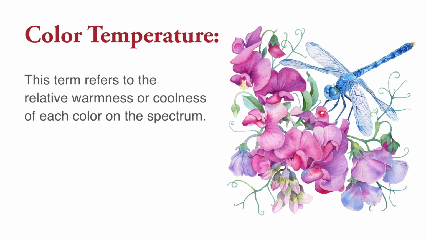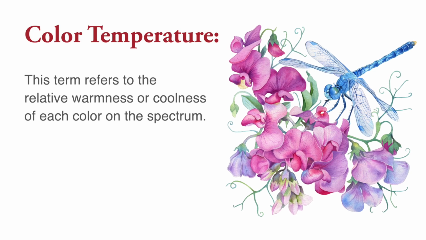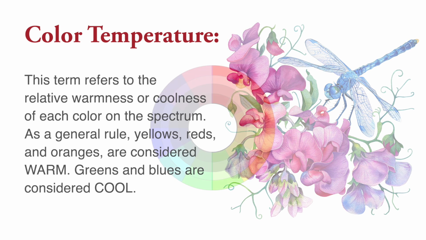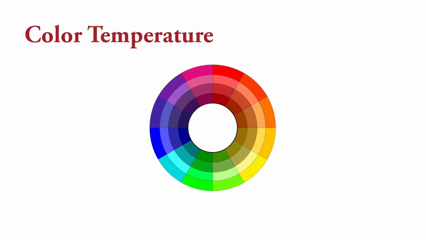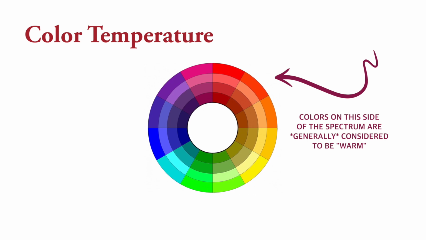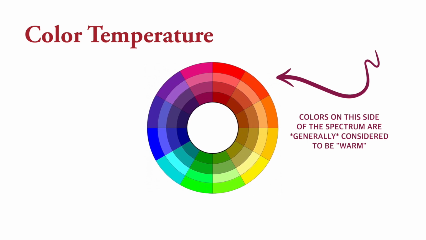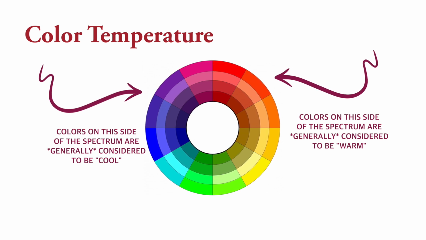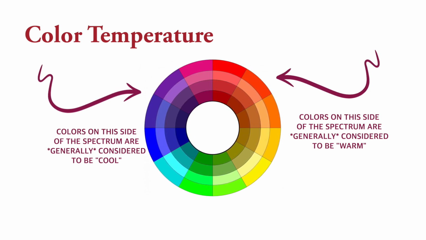And as I mentioned in the beginning, color temperature describes how warm or cool a color is depending on where it's situated on the color wheel. As a general rule of thumb, colors closer to the orange and yellow side of the spectrum are considered warm, while colors that are closer to blue are considered cool. That's easy enough, but of course there's some nuance, and we will get to that in a minute.